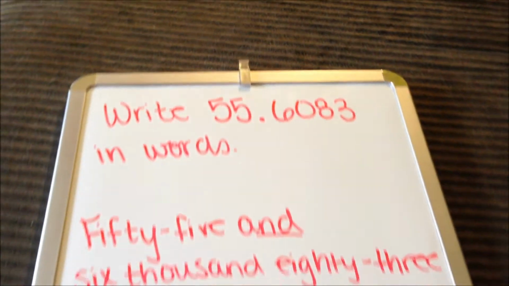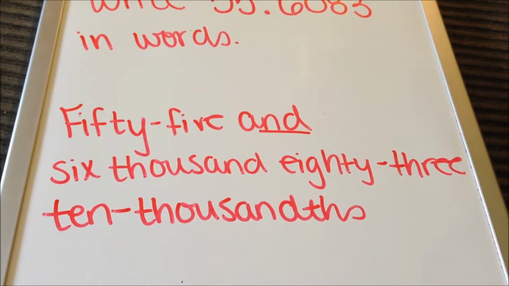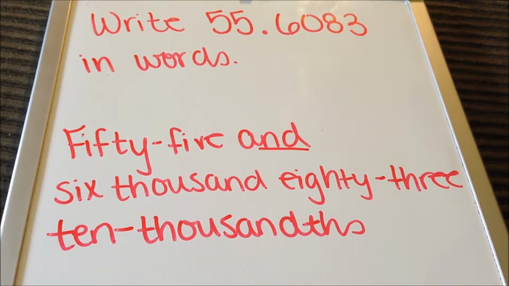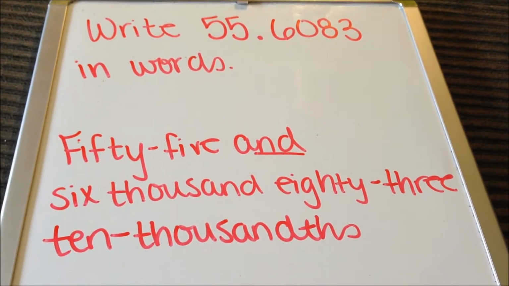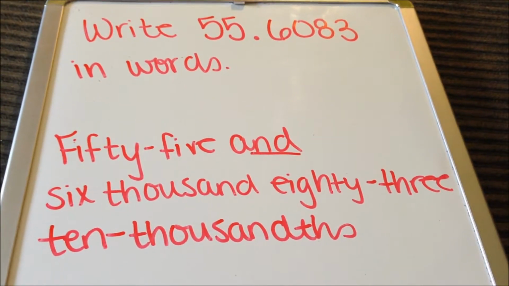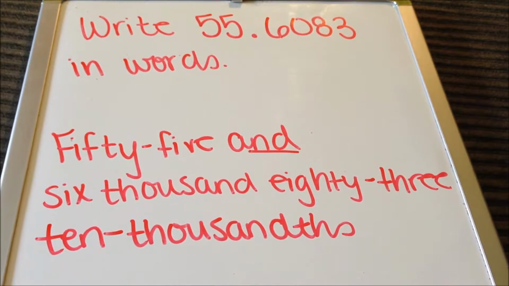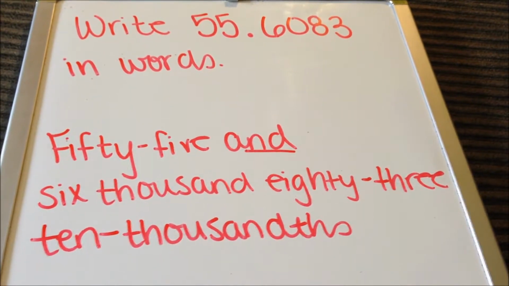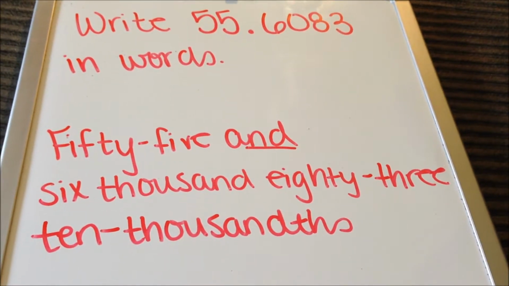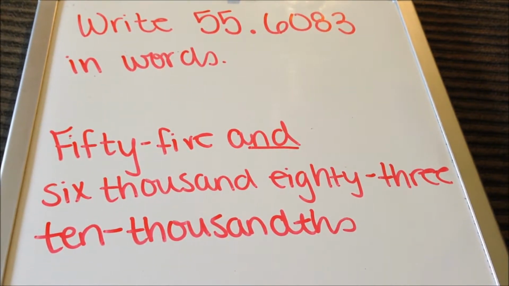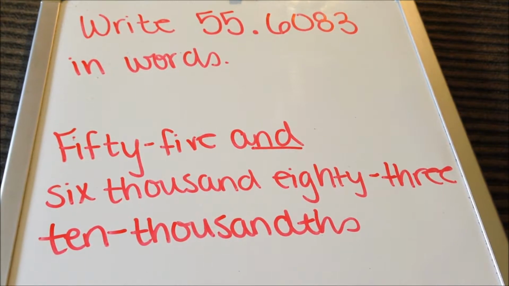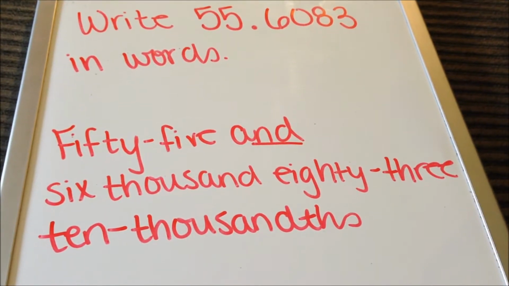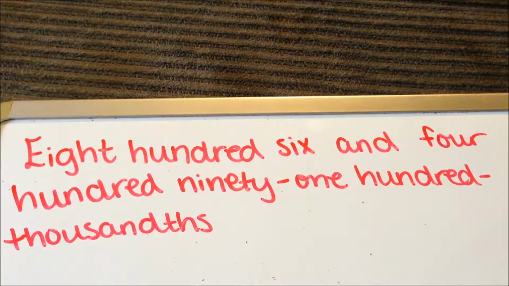So here's what we want to do. We write it as 55 and 6,083, and the number ends in the tenths, hundredths, thousandths, 10,000ths position. So our final answer is 55 and 6,083 10,000ths. Again, the word "and" is only used once. You do not write it as 55 and 6,083 and 10,000ths. Again, the word "and" is used once.